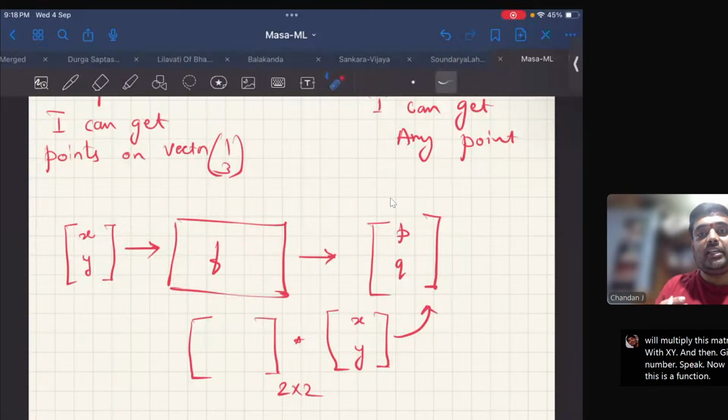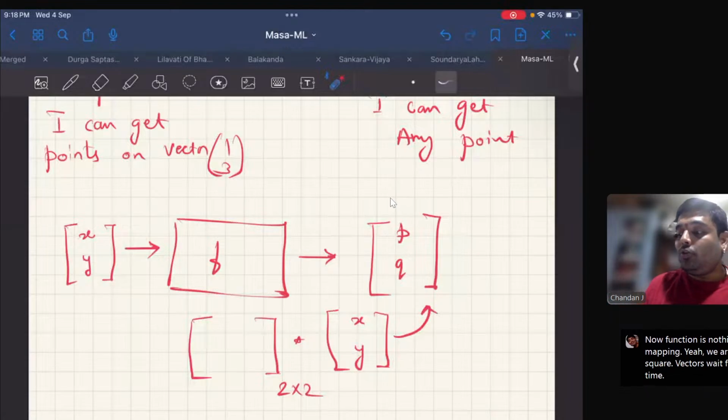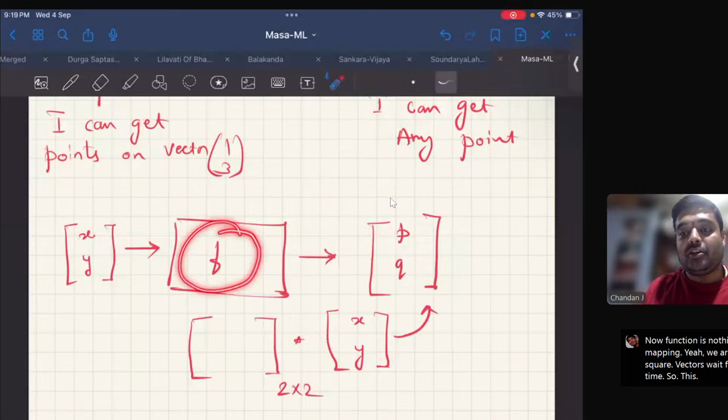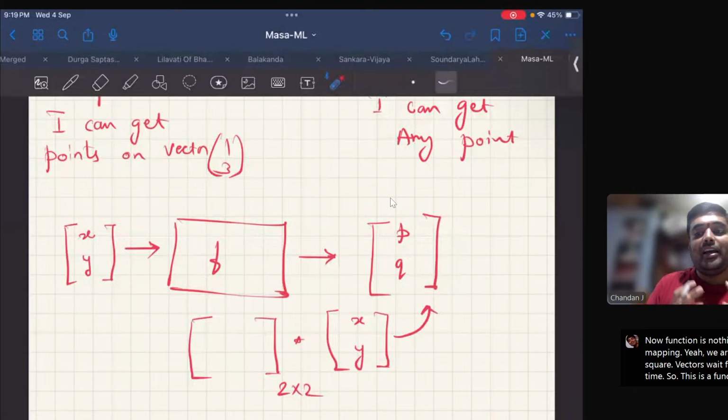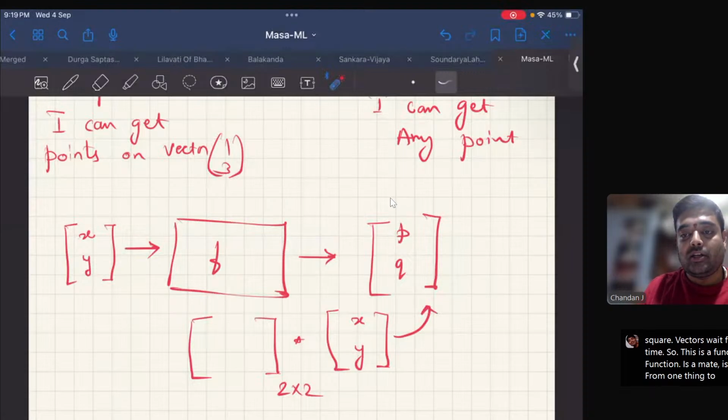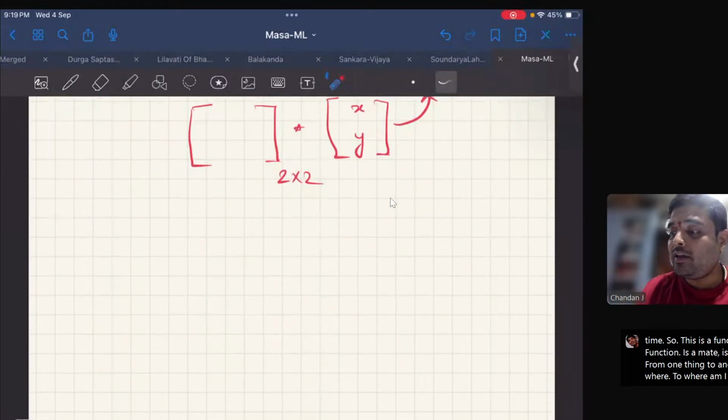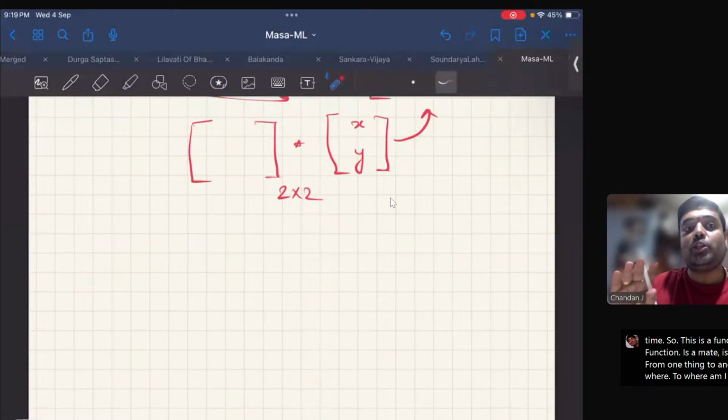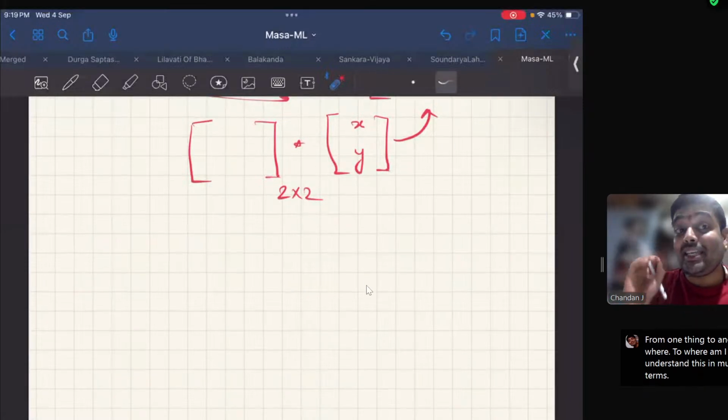Now a function is nothing but a mapping. Yeah, we are still taking square matrices, wait for some time. So this is a function. A function is a mapping from one thing to another. From where to where am I mapping? Okay. To understand this in simpler terms, let me take an even simpler example.